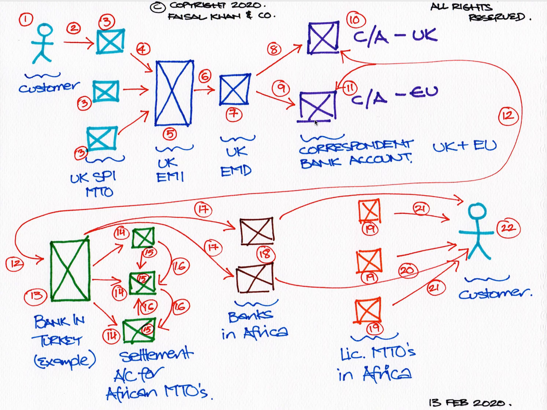The money can then go into correspondent bank accounts in UK and EU. These correspondent bank accounts belong to the bank in Turkey. The Turkish bank offers correspondent banking to all the licensed MTOs in multi-currency accounts in Turkey, as well as multi-currency settlement accounts, correspondent accounts to banks in Africa in Turkey as well. The settlement can be through a bank, or through an MTO directly, or through a SWIFT wire transfer to the end client, which is the customer in Africa. And that is what the whole ecosystem is all about.